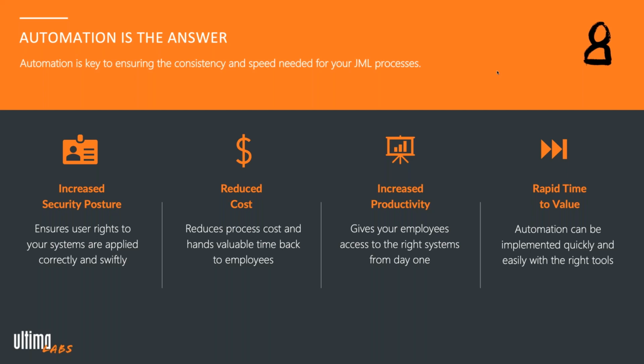You're reducing costs, by the way, by introducing automation, by taking that workload away from those employees who are currently provisioning access, giving that time back to them to do more valuable work, the common thread of automation, increased productivity, giving them access to the right systems at the right time, and rapid time to value. So getting the automation system right means that you can get it set up quickly and easily to get those processes automated. Quite often that's not the case.